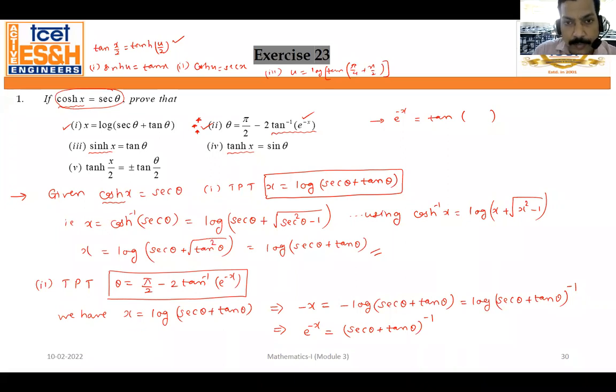So the moment I multiply minus directly to this x, I get minus x is equal to minus of log of sec theta plus tan theta. That means log of sec theta plus tan theta the whole inverse. That means e raised to minus x is equal to sec theta plus tan theta the whole inverse. Understood so far?